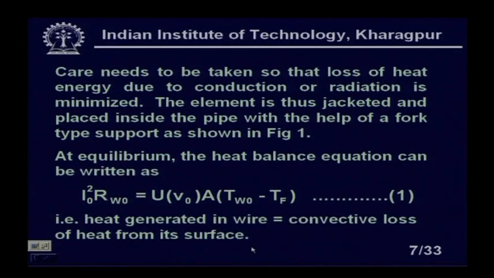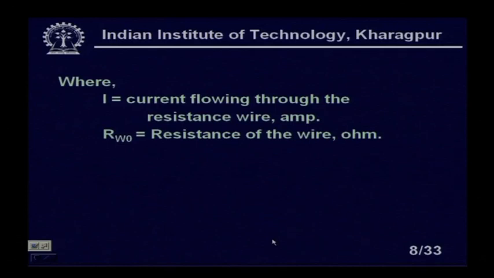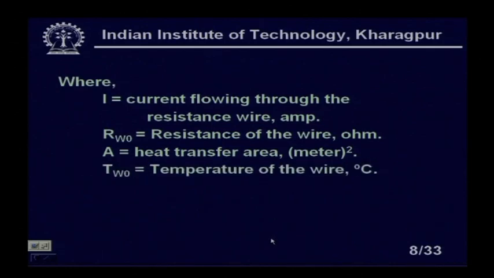At equilibrium, the heat balance equation can be written as I_0^2 R_W0 = U V_0 A (T_W0 - T_F). This is equation number 1. That is, heat generated in the wire equals the convective loss of heat from its surface. Where the legends are: I is the current flowing through the resistance wire in amperes, R_W0 is the resistance of the wire in ohms, A is the heat transfer area in square meters, and T_W0 is the temperature of the wire in degrees centigrade.